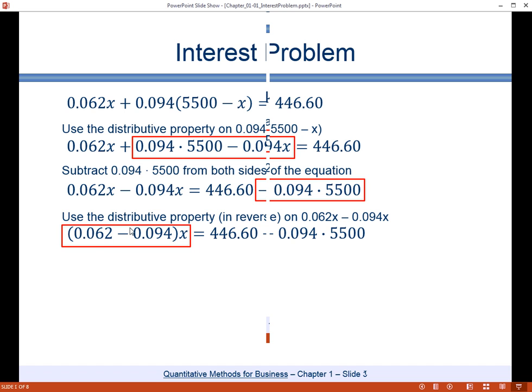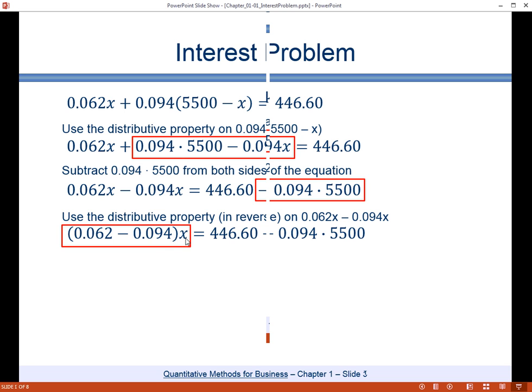So how does that work? It's 0.062 minus 0.094, that in parentheses, times x is equal to the thing that we've got on the right hand side of the equation. Okay, so all we did was isolate it, so we've got a single x here. And so we want to get this equation now into a form where it says x equals some calculation that's got nothing but constant values in it.